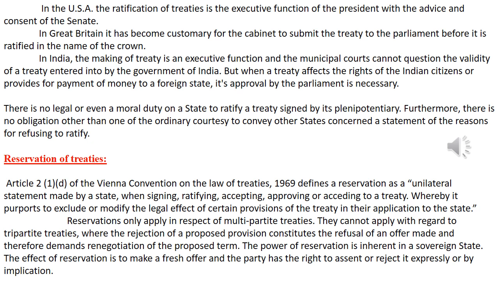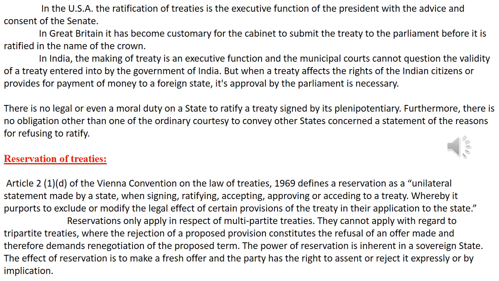In the USA, the ratification of treaties is the executive function of the president with the advice and consent of the Senate. In Great Britain, it has become customary for the cabinet to submit the treaty to the parliament before it is ratified in the name of the crown. In India, the making of a treaty is an executive function and the municipal courts cannot question the validity of a treaty entered into by the government of India. But when a treaty affects the rights of Indian citizens or provides for payment of money to a foreign state, its approval by the parliament is necessary.